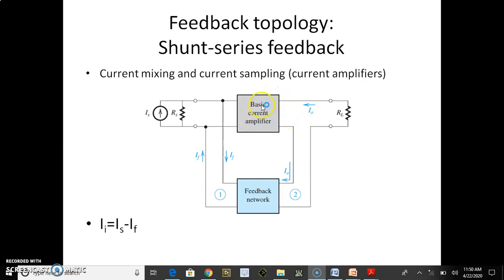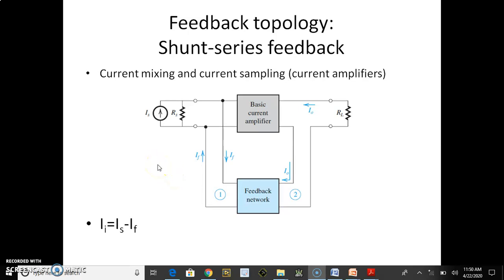So this basic amplifier has to be a current amplifier which can allow sampling of the current and adding of the current. That is again done using a feedback network. And why it is again called negative feedback is because the current going into the basic current amplifier circuit is the source current minus the feedback current. So this is the current flowing into the amplifier network. That's why it is called a negative feedback amplifier, with shunt-series feedback, or current mixing and current sampling feedback.